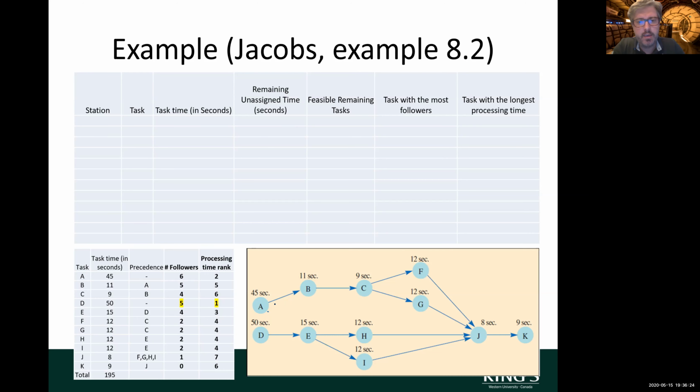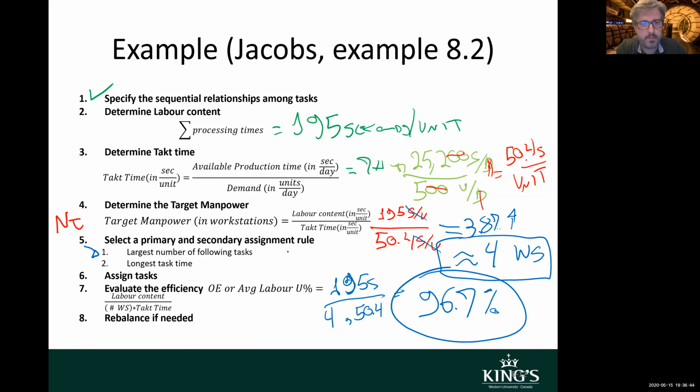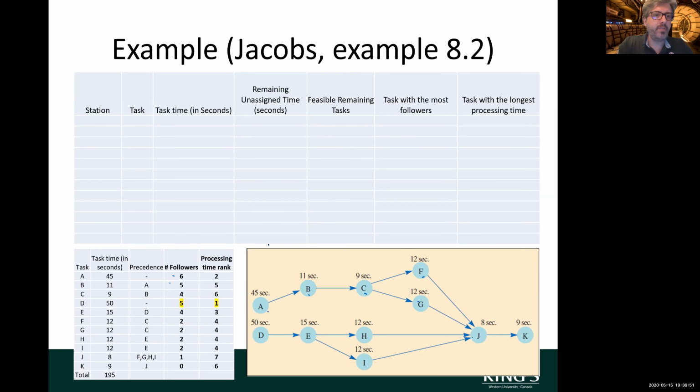If you look at A, it has 1, 2, 3, 4, 5, 6. If you look at D, 1, 2, 3, 4, 5. So I keep doing this, right? Number of followers for each one of these activities. So obviously, if my rule is to start with the one with the largest number of following tasks, that's how the algorithm works. So clearly that should be activity A. So I'm going to put here in workstation number 1, and the task that goes to workstation number 1 will be task A.